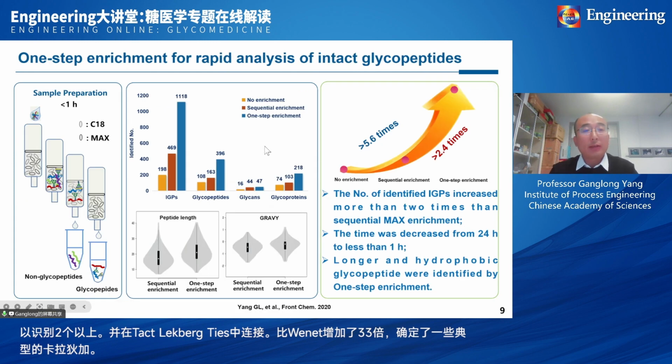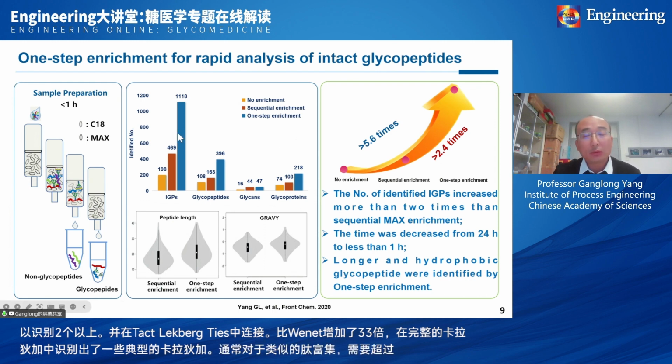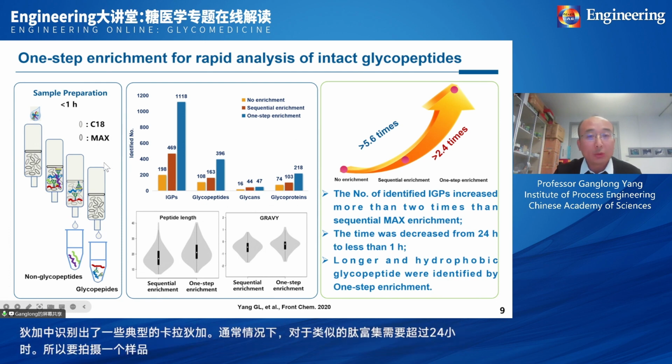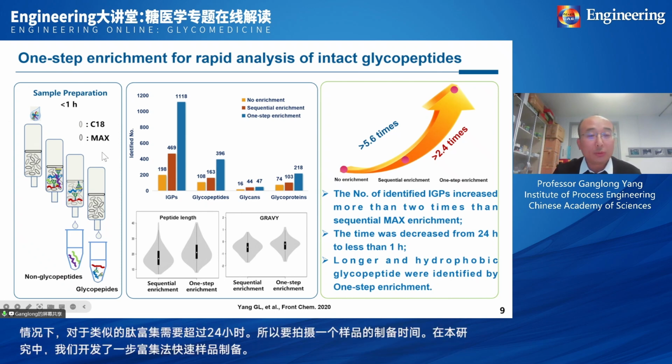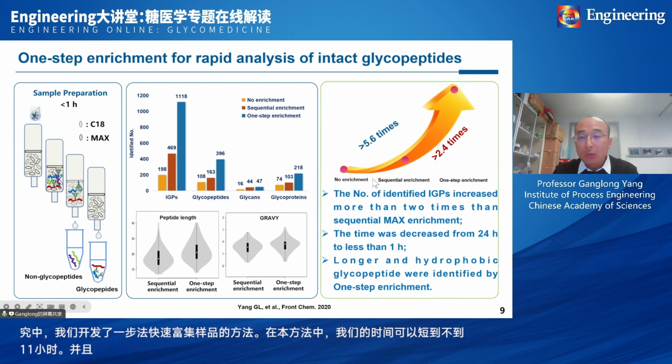Normally, glycopeptide enrichment takes more than 24 hours. So to shorten the sample preparation time, we developed a one-step enrichment method for rapid sample preparation. In this method, the time can be shortened to less than 1 hour, and the intact glycopeptide identification was also increased because some longer peptides and hydrophobic glycopeptides were identified in this method.